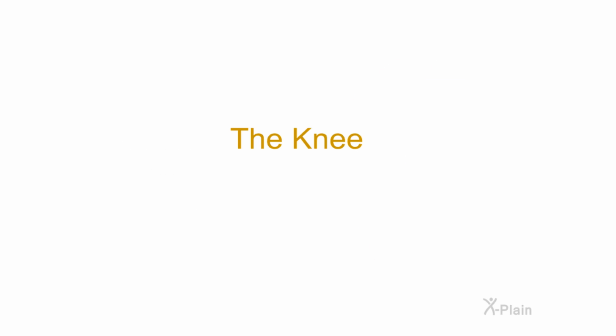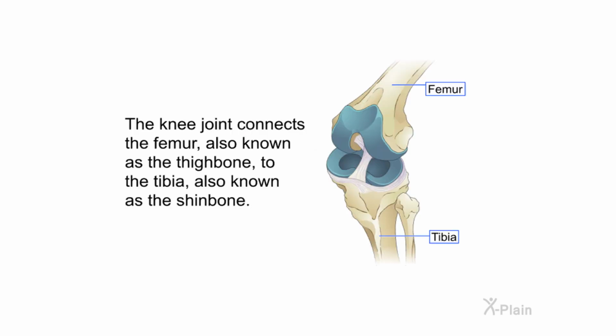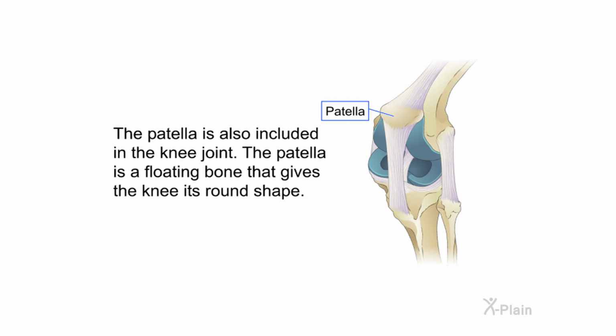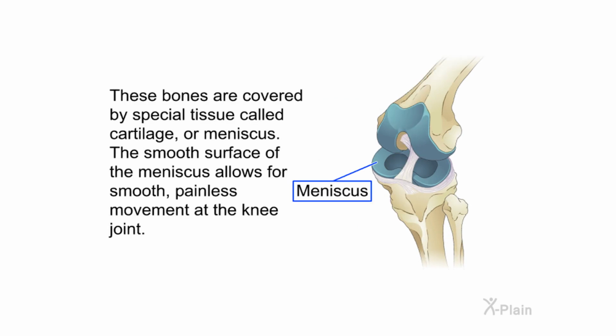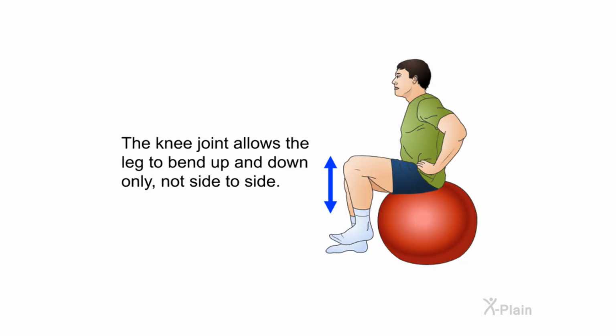The knee. The knee joint connects the femur, also known as the thigh bone, to the tibia, also known as the shin bone. The patella is also included in the knee joint. The patella is a floating bone that gives the knee its round shape. These bones are covered by special tissue called cartilage or meniscus. The smooth surface of the meniscus allows for smooth, painless movement at the knee joint. The knee joint allows the leg to bend up and down only, not side to side.